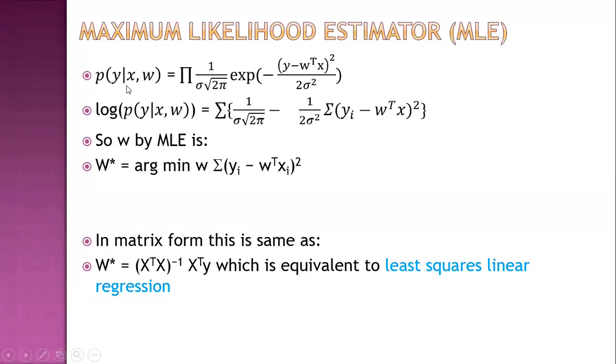So, maximum likelihood estimator. We have seen that the likelihood is a multiplication of these normally distributed terms. So the log of this probability, or the maximum likelihood, is this. We can calculate the parameters from this maximum likelihood estimator as parameters equals argmin over W of these error terms. The same can be represented in matrix form as vector W is equal to the inverse of X transpose X multiplied by X transpose and multiplied by Y, which is equivalent to least squares linear regression.